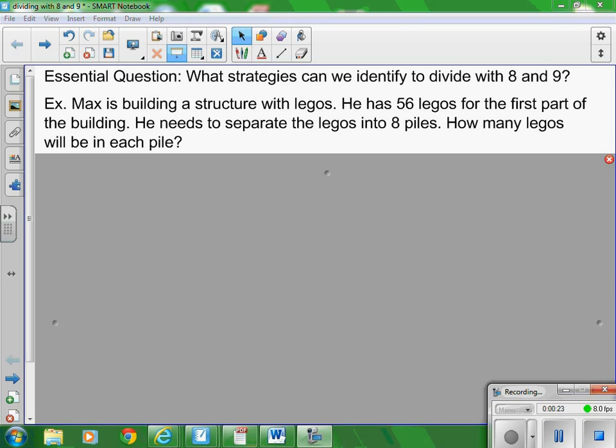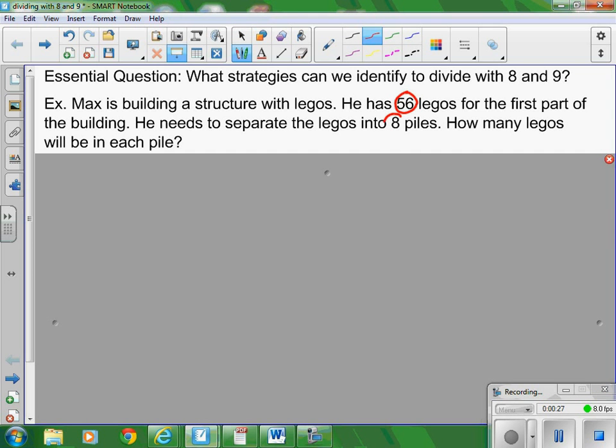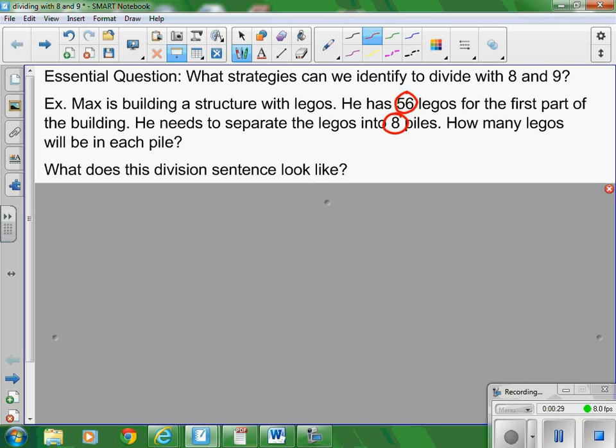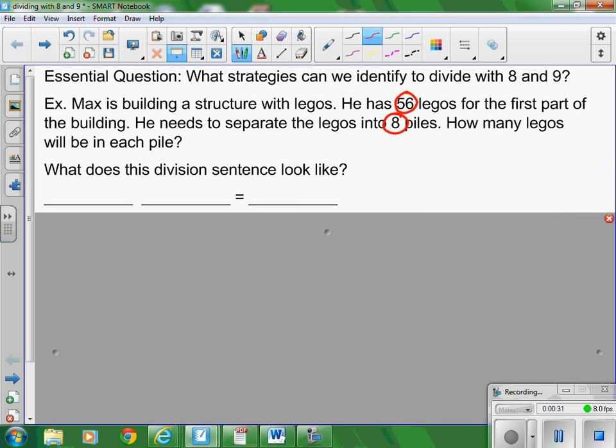So we all know the first thing you do in a word problem is circle the important information, 56 and 8. So our division sentence would look like this. The dividend being 56 divided by the divisor being 8. Now, if you don't know 56 divided by 8, there are a couple of ways that we've learned to divide if we don't know the quotient.